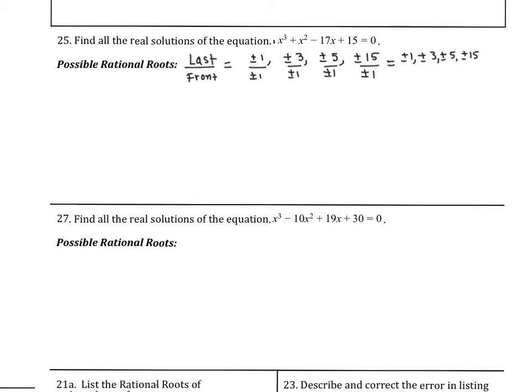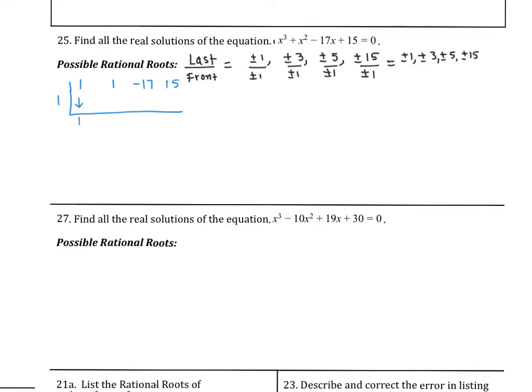Now we are going to test these numbers to see which gives us a remainder 0. Again, we're going to start with the lowest number, so let's start with 1 and see if that gives me a remainder 0. Using synthetic division, I'm using the coefficients 1, 1, negative 17, and 15.